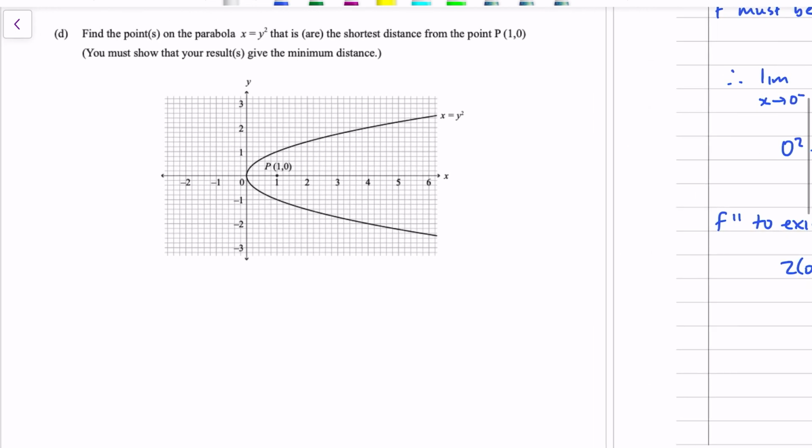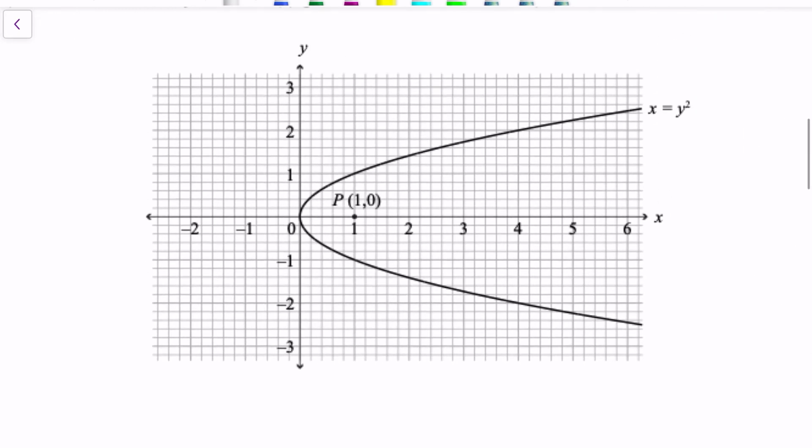Find the points on the parabola x equals y squared that is or are the shortest distance from the point (1, 0). There's a couple of ways of thinking about this. We could use a normal, because the shortest distance to this will be one that's at right angles to the tangent. So it's going to be around the point that I've just drawn.